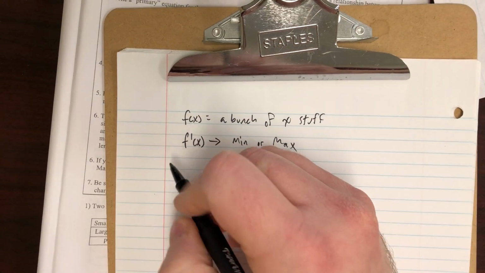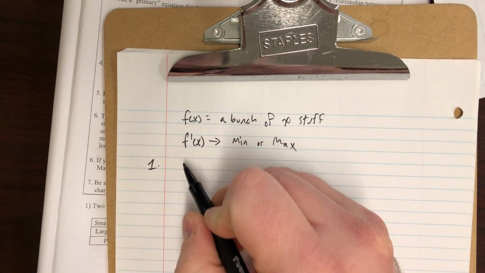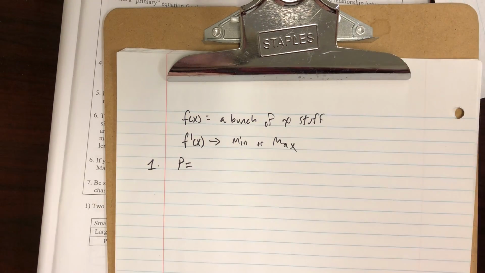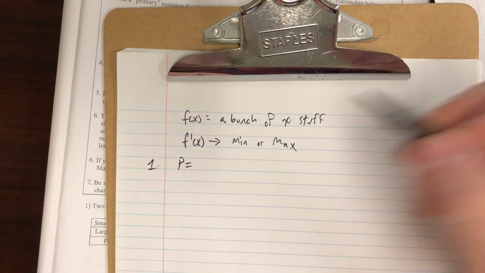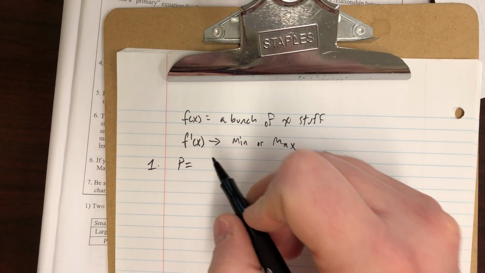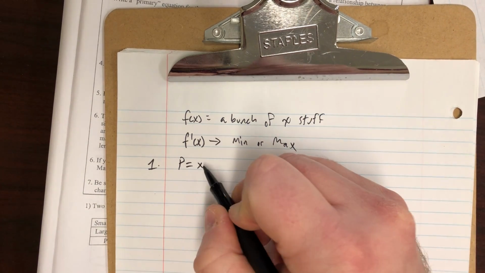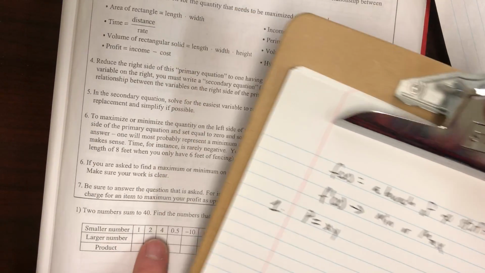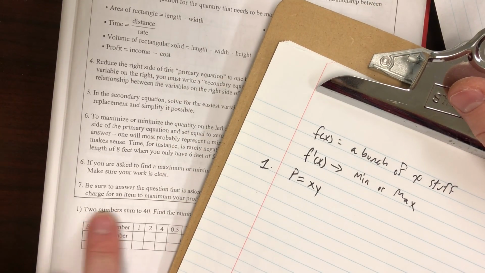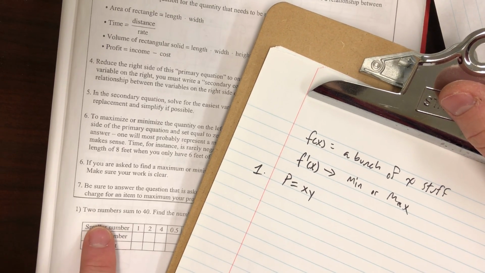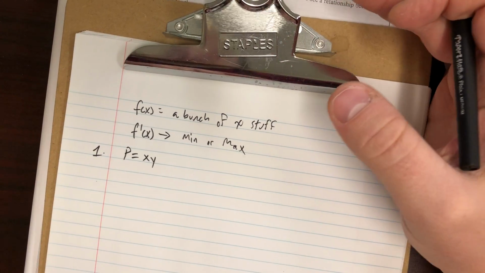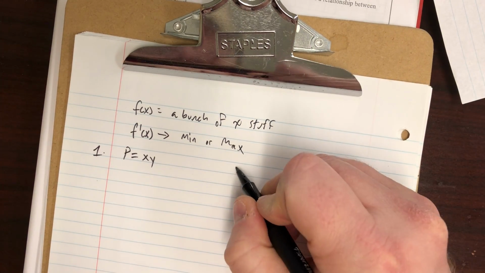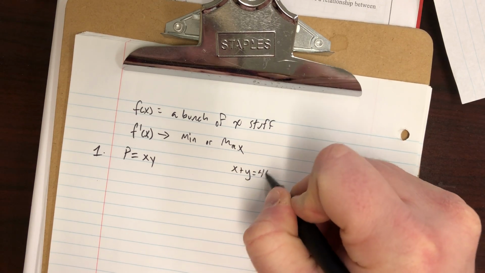So for number one I would write product is equal to, and it says two numbers, and we get to choose whatever letters we want for these. You could choose A times B, you could choose F times U. I'm going to choose X times Y because I'm used to doing that. Two numbers sum to 40. Well, my numbers are X and Y, so I'm able to say X plus Y is equal to 40.